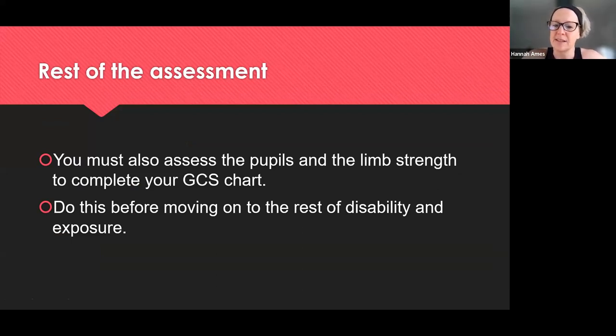So you must also assess the pupils and you must assess the limb strength. And I do this before you move on to the rest of disability. So before you move on to your pain, urine, blood glucose, and before you move on to exposure. So get that GCS all done and complete. Stay in that really nice systematic order.